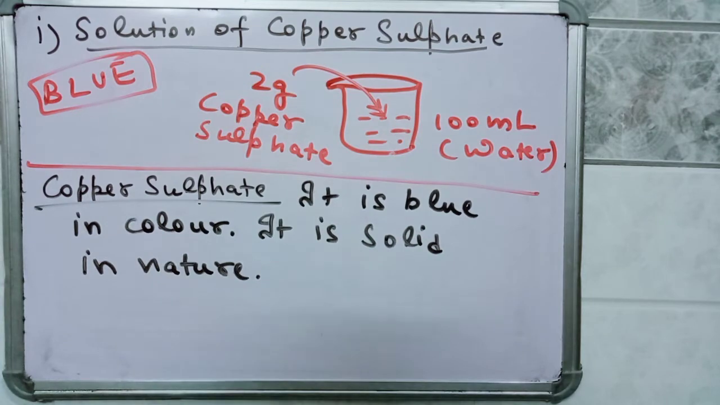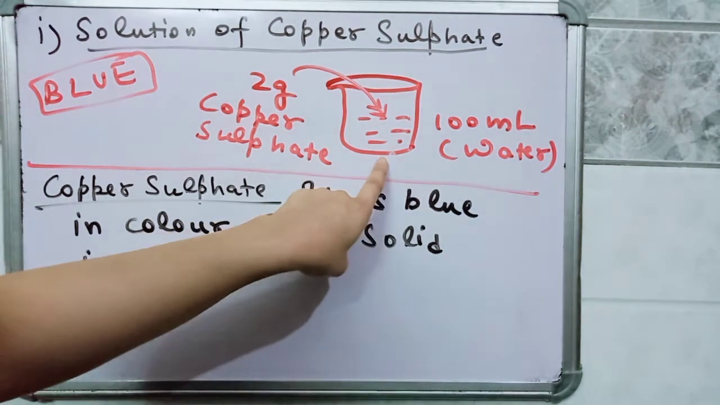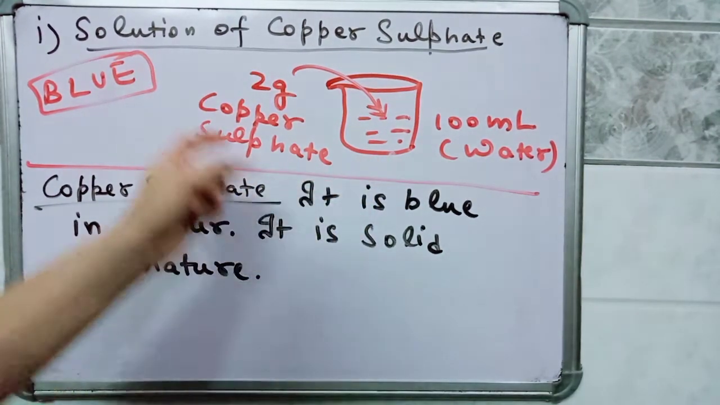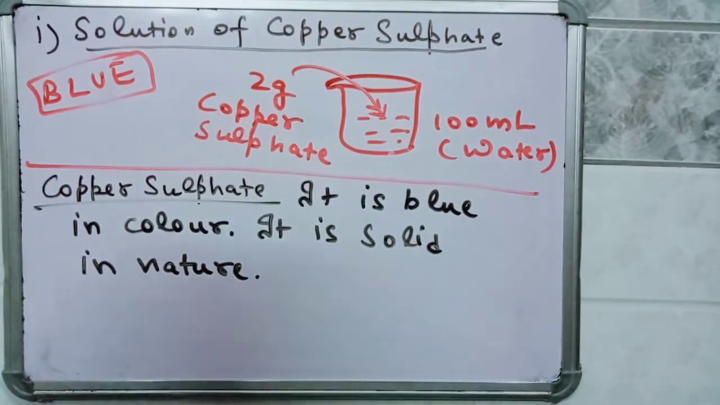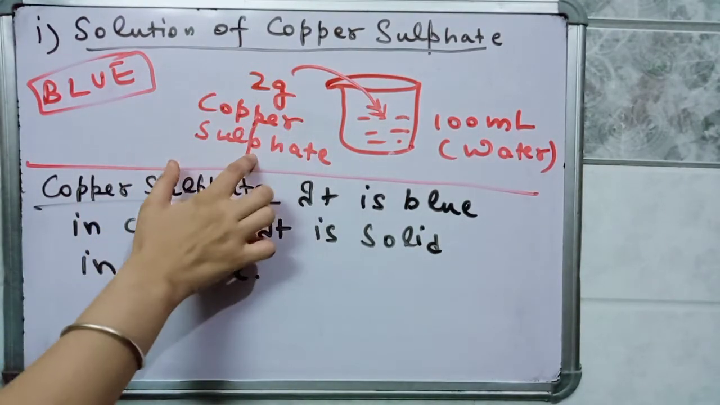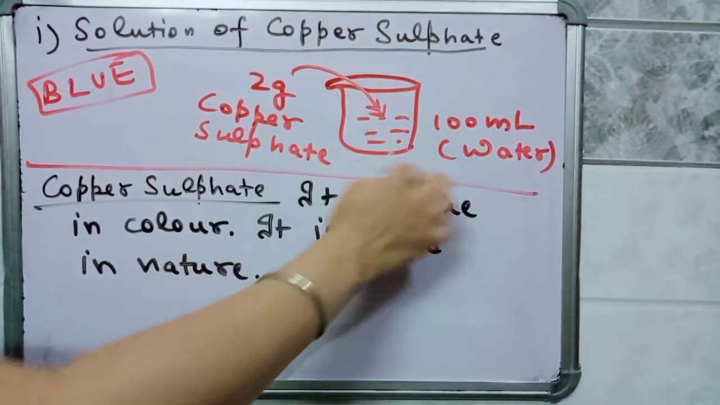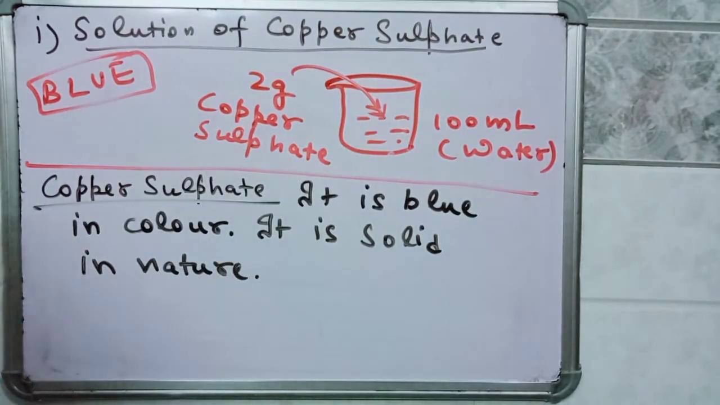Why is this solution blue in color? Because water is colorless, and we have added blue colored crystals into this water. So these copper sulfate crystals will make this solution blue in color. So we have discussed the first chemical which we will use while testing the presence of protein.